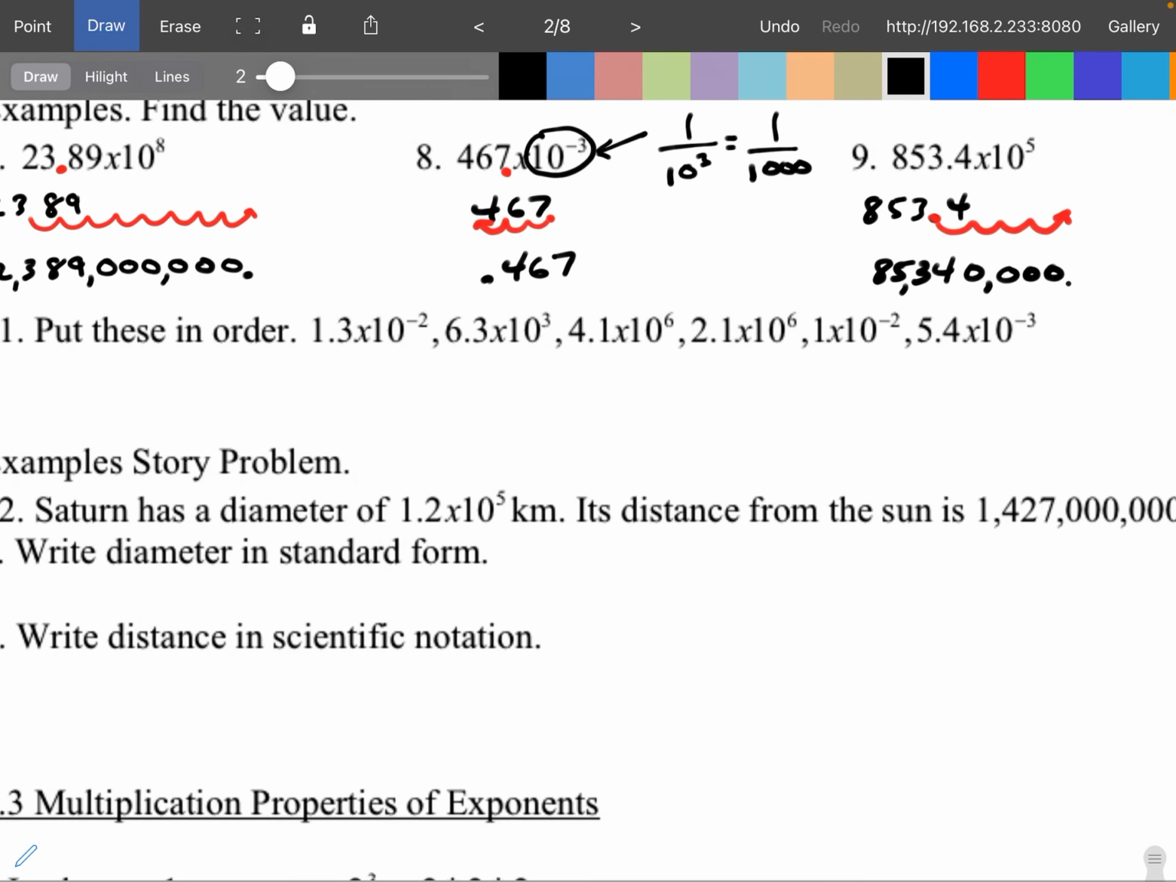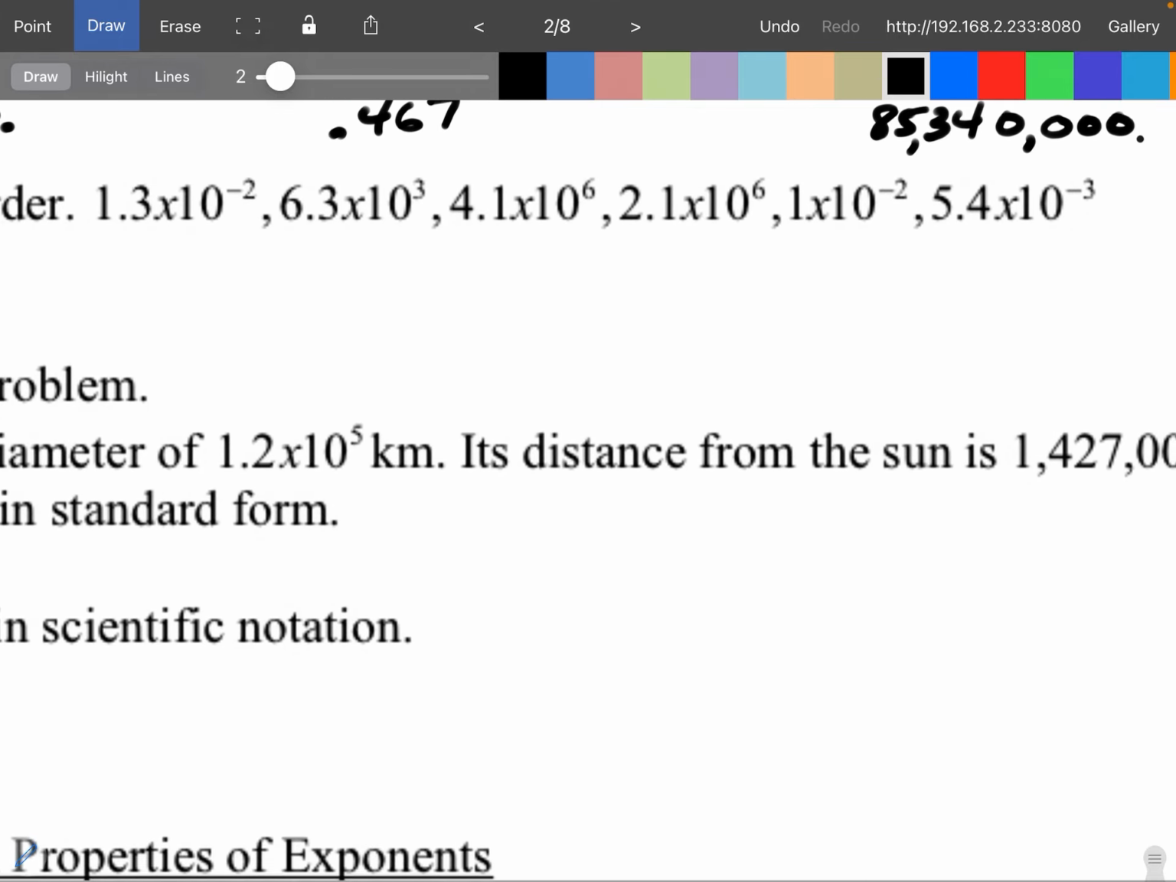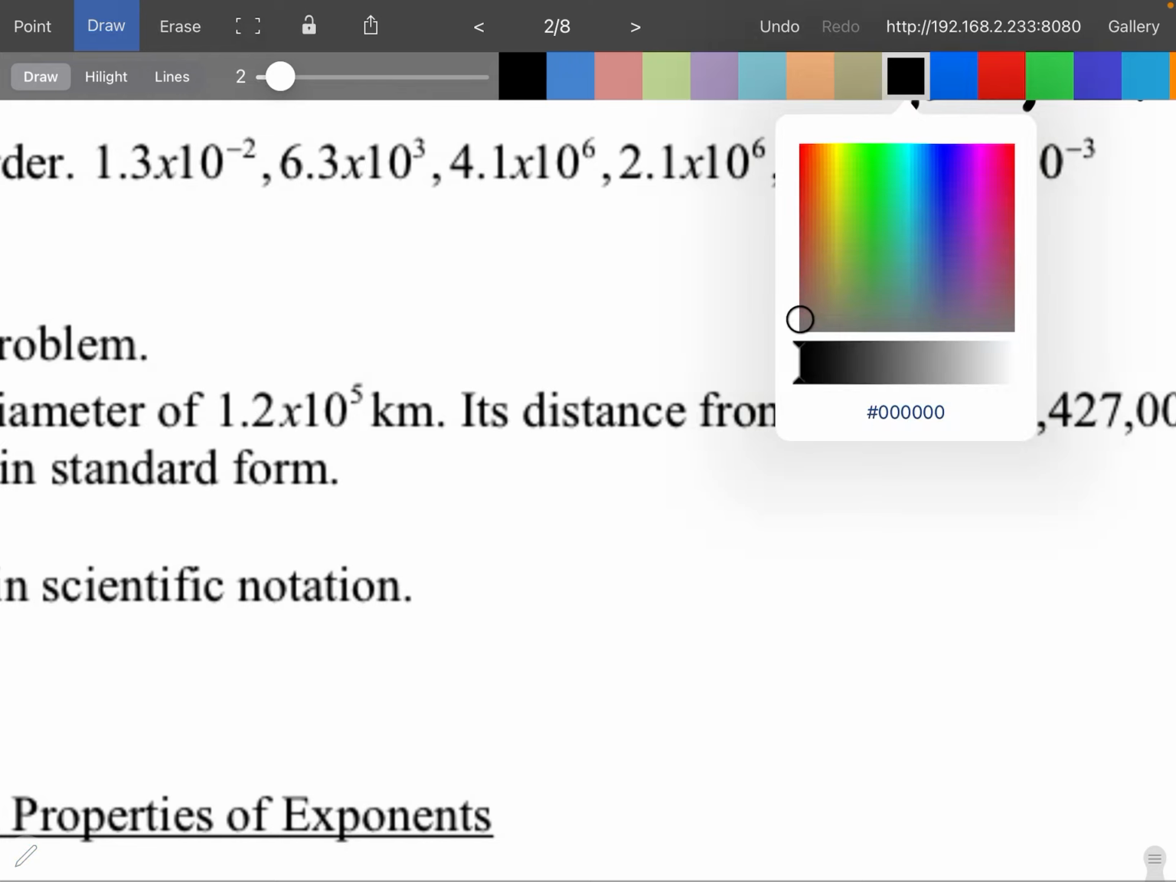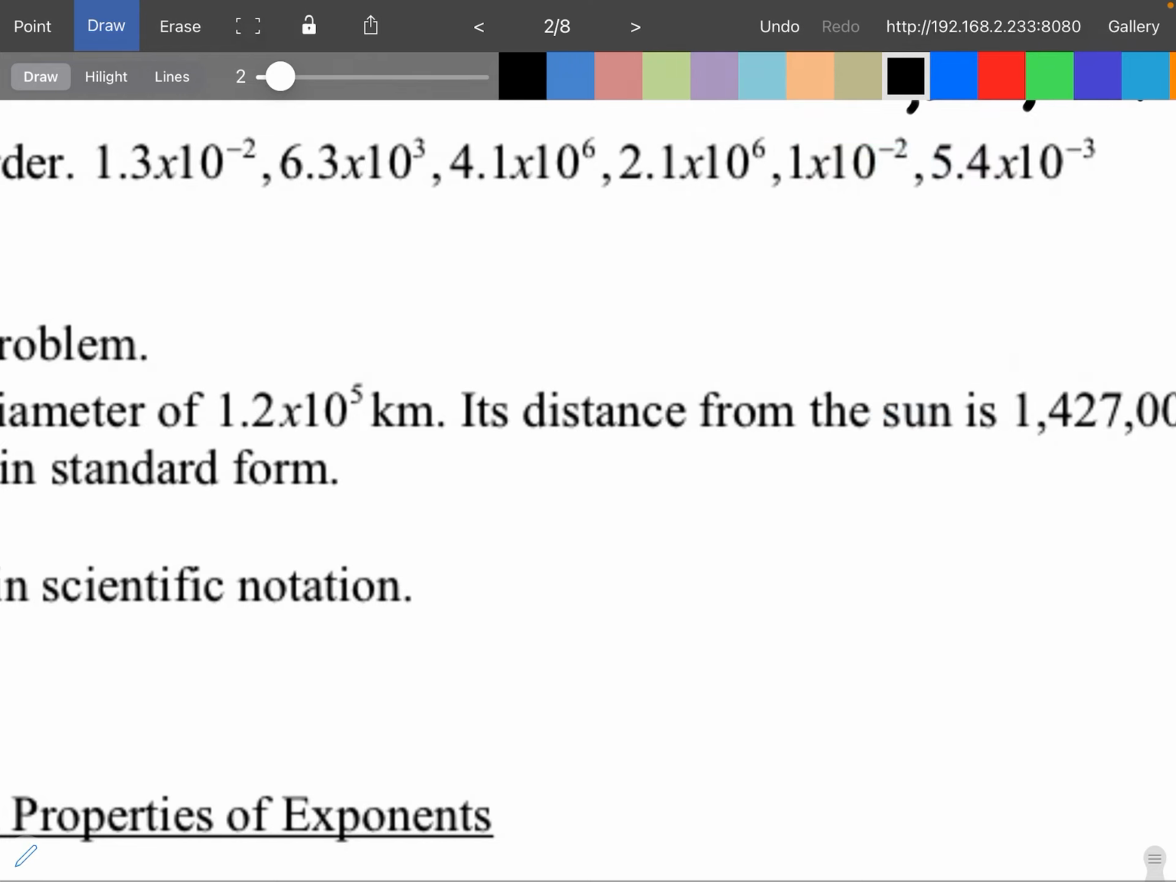Let's see. Is there anything else we need to do right now? The next one, we got to put them in order. Let's see if we can do this really quick. Let's see if I can write these down for you guys. So let's write down what these would be. So the first one would be, I got to move the decimal 2 places to the left. So that would be 0.013. The second one, I got to move the decimal 3 places to the right. That'd be 6300.